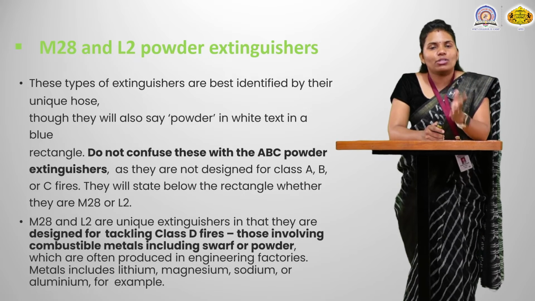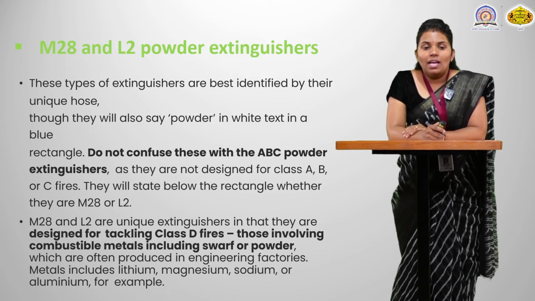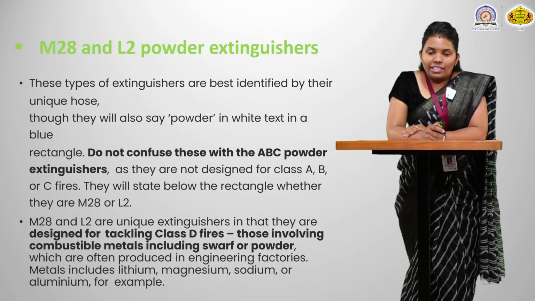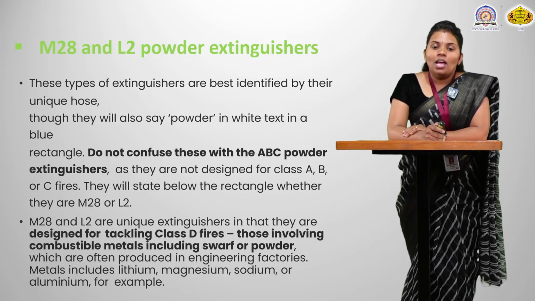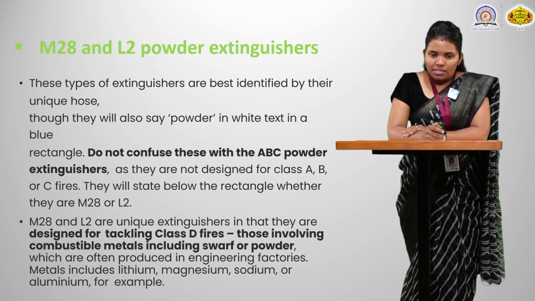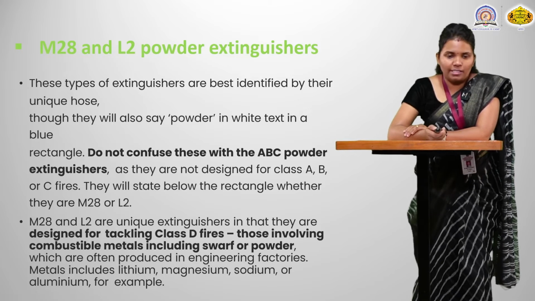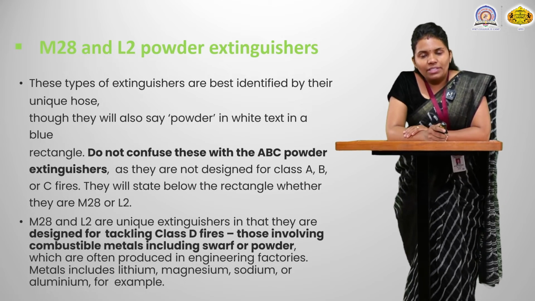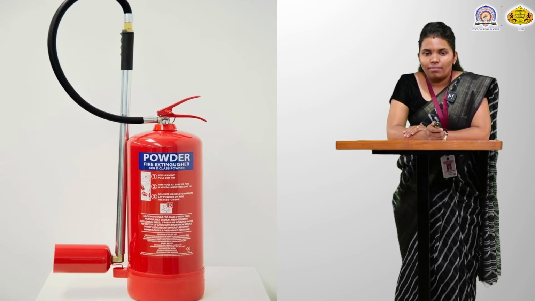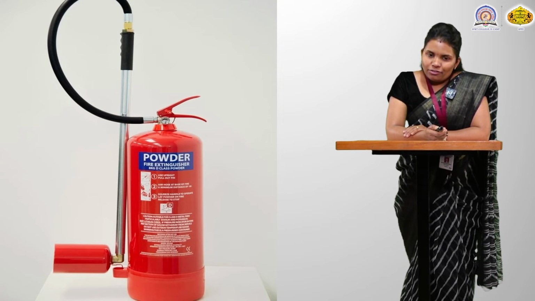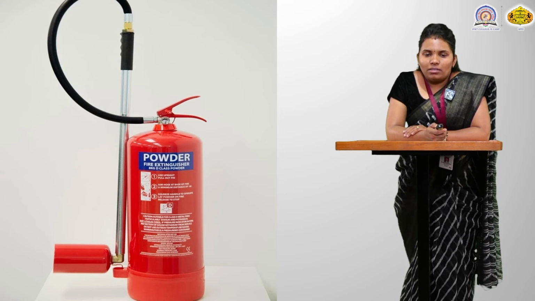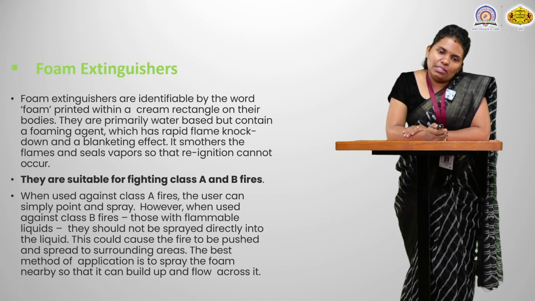M28 and L2 are not suitable for all kinds of fire. M28 and L2 are a unique extinguisher in that they are designed for tackling class D fires, those involving combustible metals, including the swarf or powder which are often produced in engineering factories, metals including lithium, magnesium, sodium or aluminum, for example. So, this is the M28 and L2 powder extinguisher. This is a pictorial diagram for the M28 or L2 powder extinguisher.